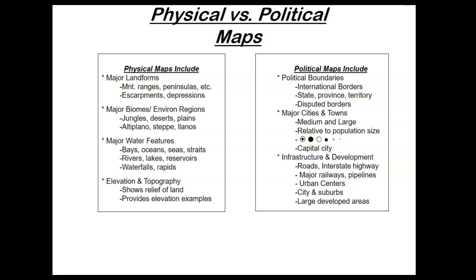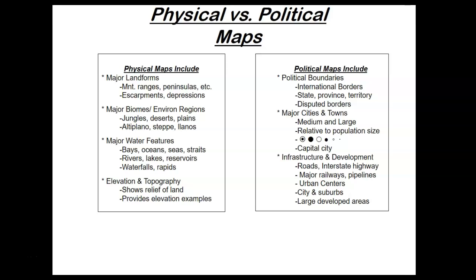And then elevation and topography. So we'll get a sense of where it is the highest and where it is the lowest. So you'll kind of color code and we'll get a sense of the topography and how there's a curvature to your Earth map. Now, political maps.